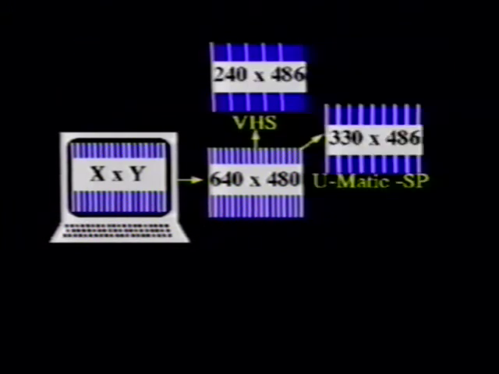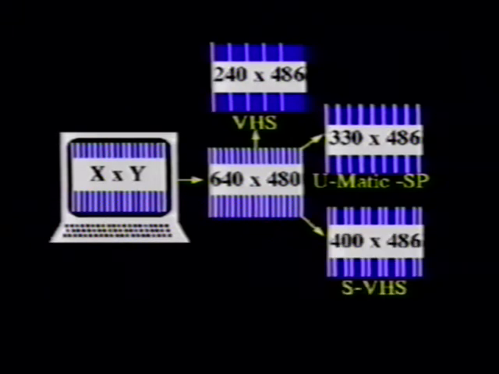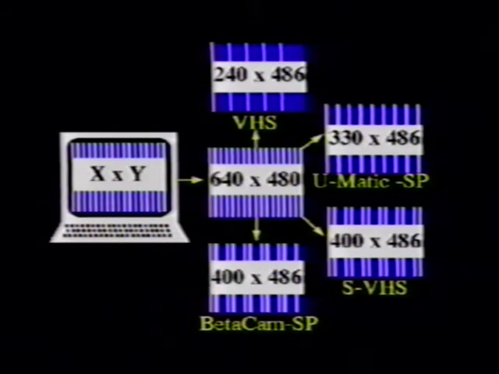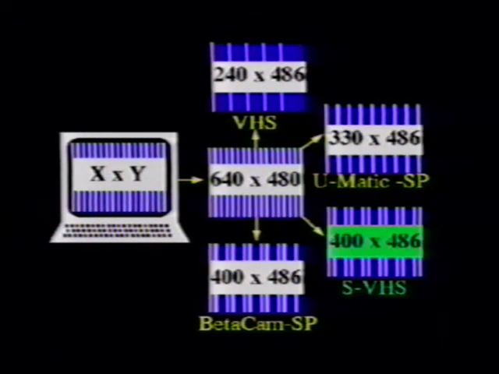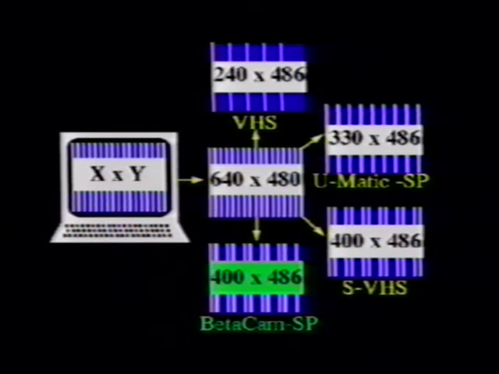VHS, U-Matic SP, SVHS, or Betacam SP. The video recording device then records the signal onto a videotape one image at a time. The different video formats, however, impose different resolution and quality characteristics on the final product. For example, the resolution of a VHS image is only 240 by 486 compared to U-Matic SP, which is 330 by 486, or SVHS and Betacam SP, which are both 400 by 486. Betacam SP, however, has much higher color resolution. Currently, the highest quality videotape format supported at NCAR is Betacam SP.